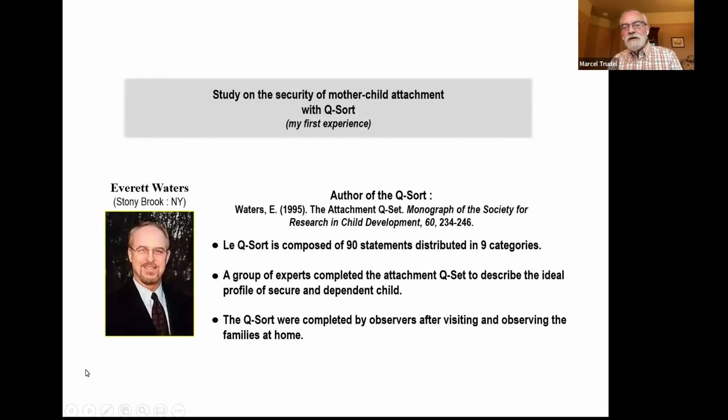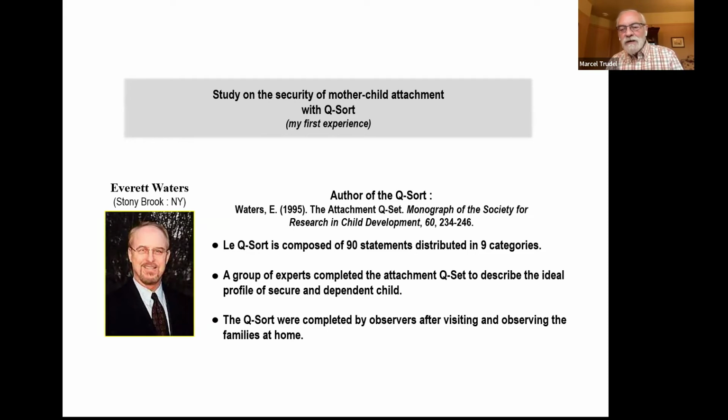Adults, usually teachers or parents, describe the children. Like the example of mother-child attachment, Waters developed this Q-sort, which is a good contribution. It has 90 statements distributed in 9 categories. Children are not able to complete that. Even parents, after trying a couple of times, found this difficult.